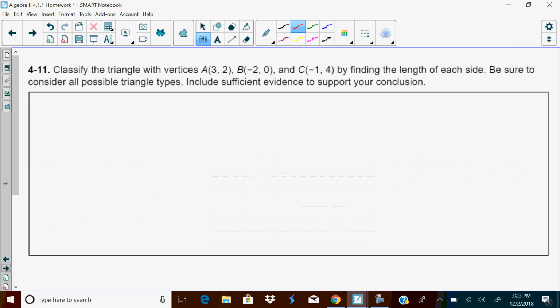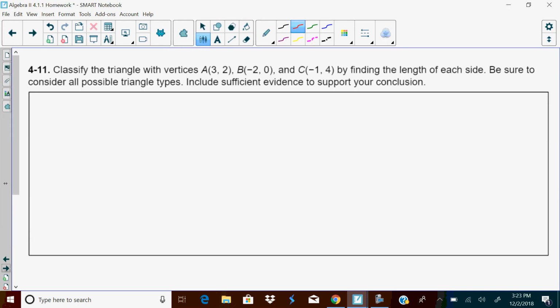Okay, problem number 11, classify the triangle with the vertices (3, 2), (-2, 0), and (-1, 4) by finding the length of each side. So use the distance formula to find the length of each side, or the Pythagorean theorem. Between A and B, the difference between the x values is 5, and 2 for the y. So I get 5 squared plus 2 squared, so I'm going to end up with about 5.39.